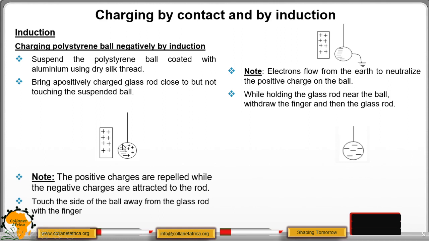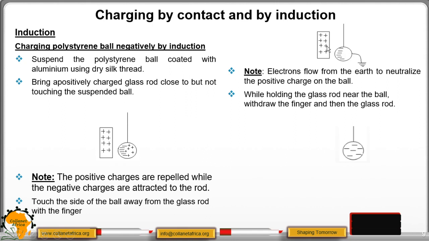If you look at what we have here, these electrons, or these negatively charged particles, are strongly attracted by this glass rod. So these electrons are very difficult to move from this ball because they are held strongly by that force of attraction. But the electrons from the earth can move through your body, through your finger, and neutralize the positive charges that are here. So that way you are able to get the negative charges on your ball.